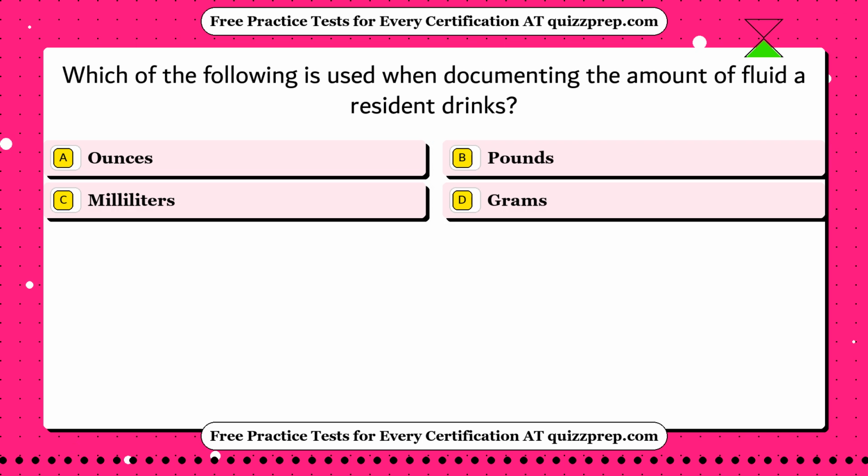Question 76. Which of the following is used when documenting the amount of fluid a resident drinks? Option A, ounces. Option B, pounds. Option C, milliliters. Option D, grams.